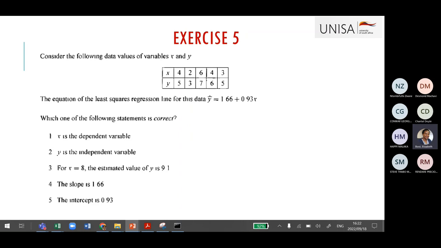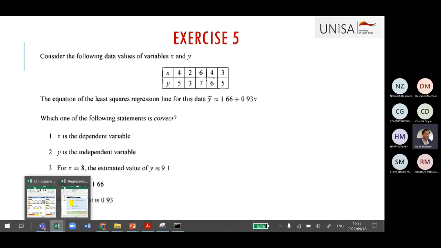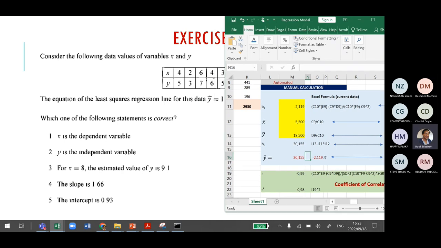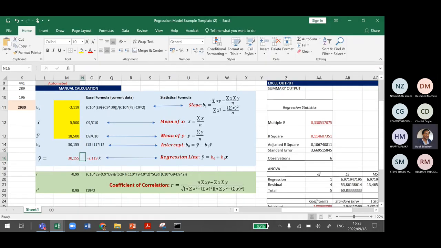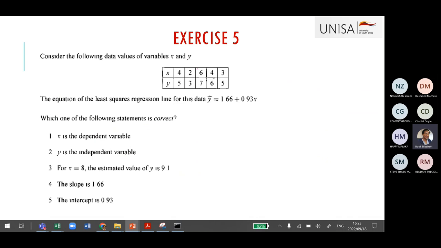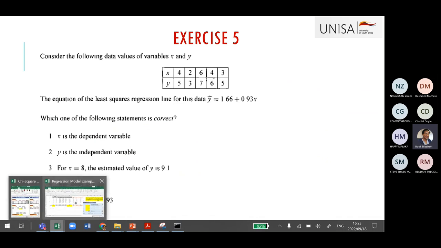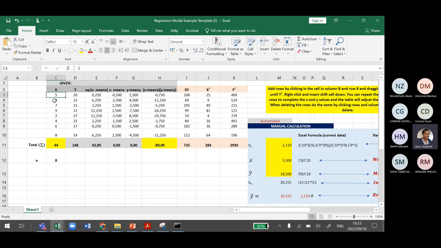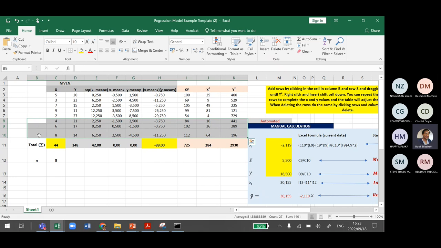I'm not going to go through this one because I think we used it as a practice with our calculators. Let's use the template to answer this question. In terms of the template, I need to go and clean up. I know that we had 8 variables here. How many? 1, 2, 3, 4, 5. We have 5. So in order for me to keep only 5, I need to delete all these other rows. So you highlight from B up to Y squared, the values that we want to take out, and we delete.